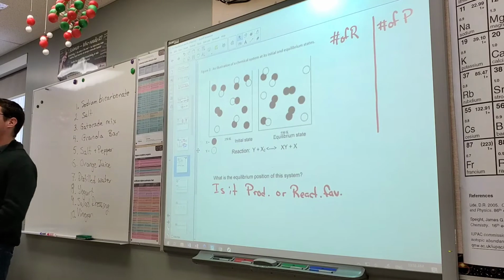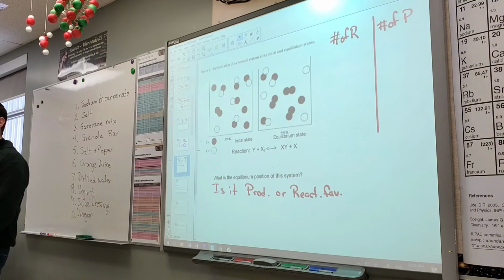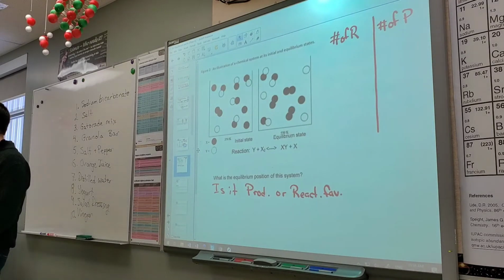Okay, is this system reactants favored or products favored at equilibrium? I put reactant. I'm hearing some people kind of murmur one of the words, but nobody's really telling me. Jaden? Reactant. How do you know? Because in the initial state, you have a mix of both, and then once you get to the equilibrium state, you have a lot more reactants than you do products.